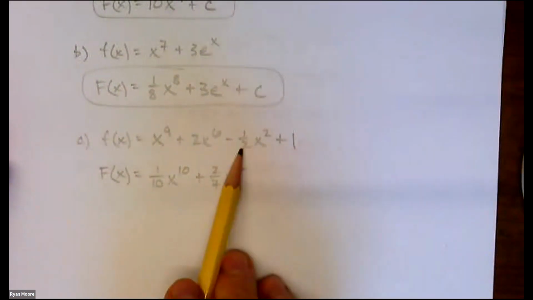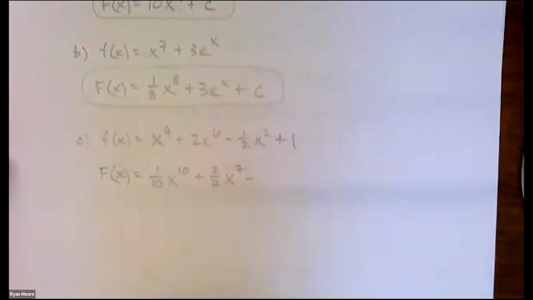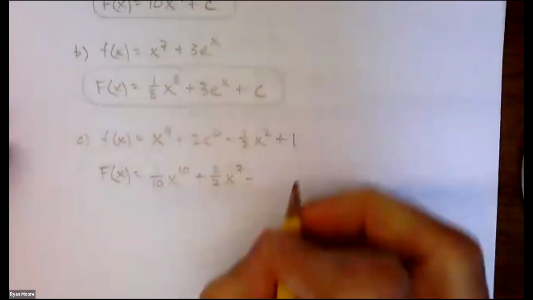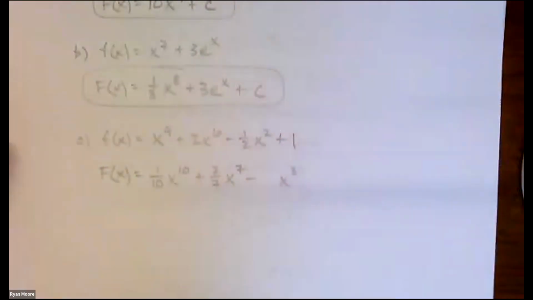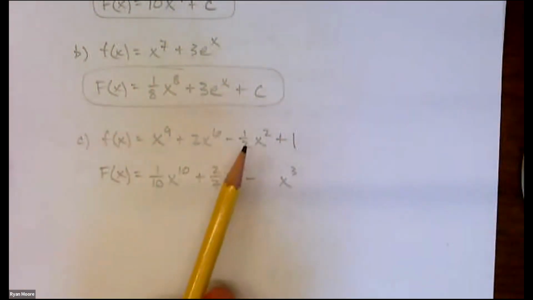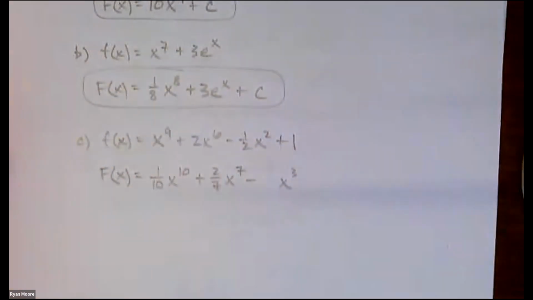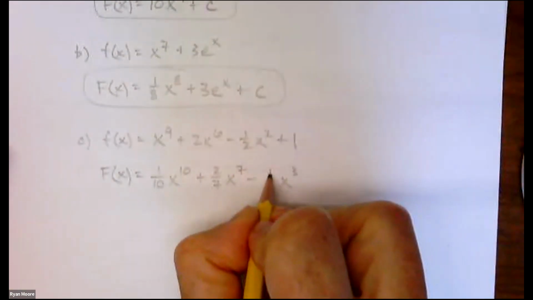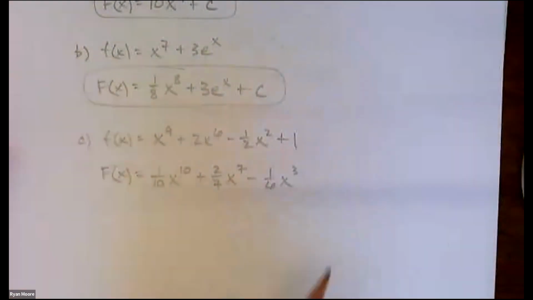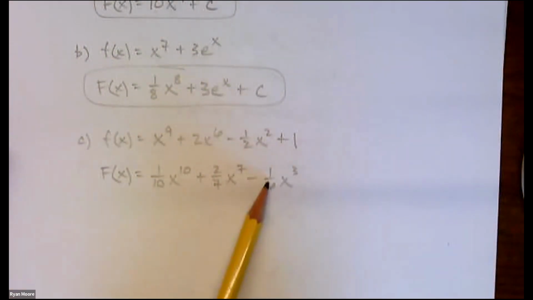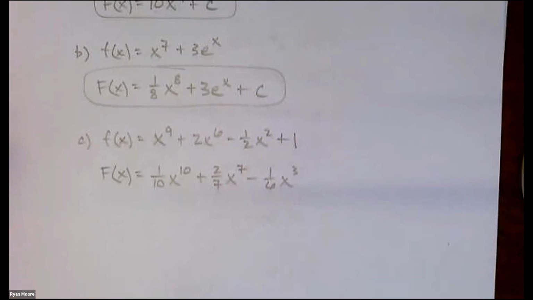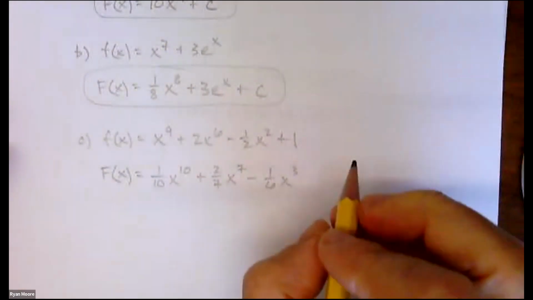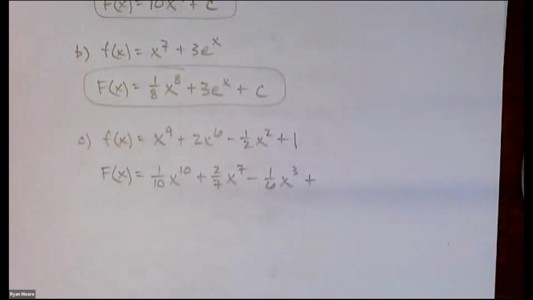What would that mean for 1/2 x squared? Well, it would have been x to the third. So we'll take the 1/2 and divide it by 3. That would give 1/6. And yeah, the 3 multiplies down, and it would reduce and give you the 1/2. Good. Plus 1. What's the antiderivative of 1?